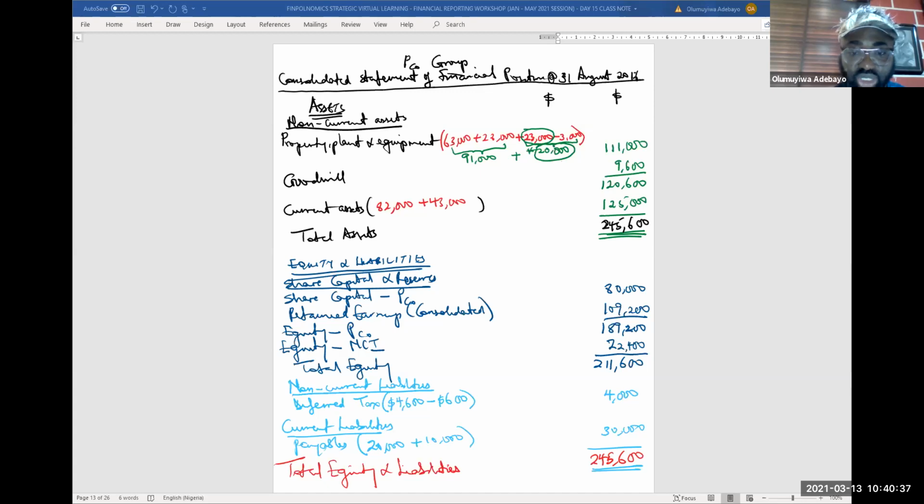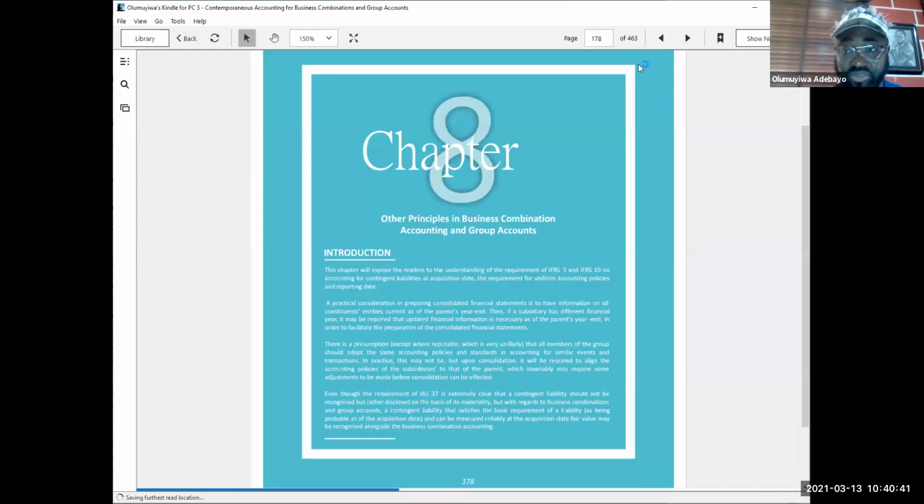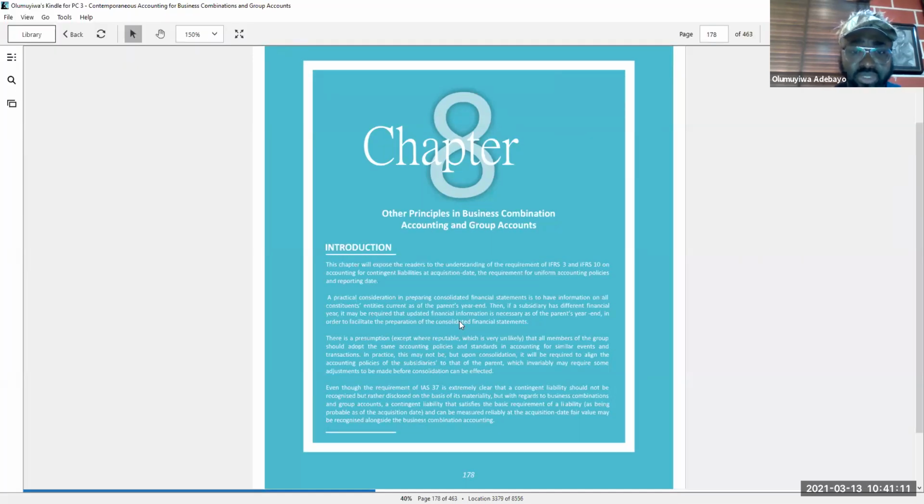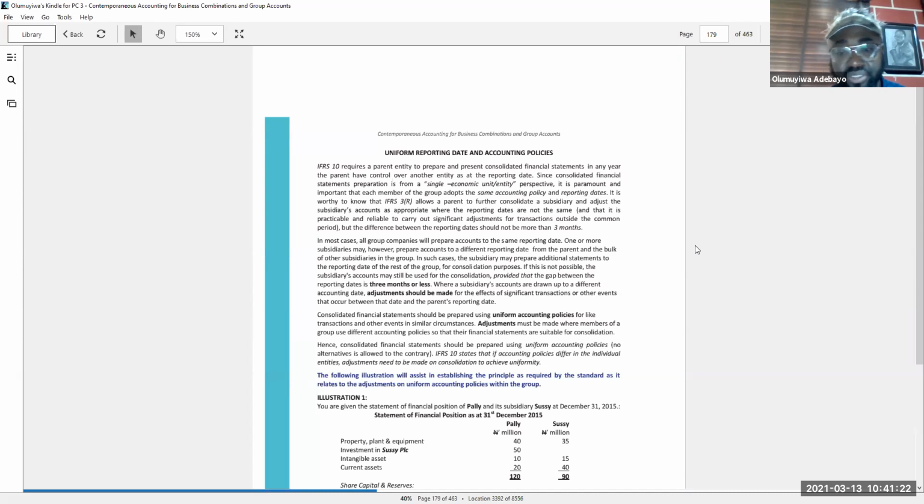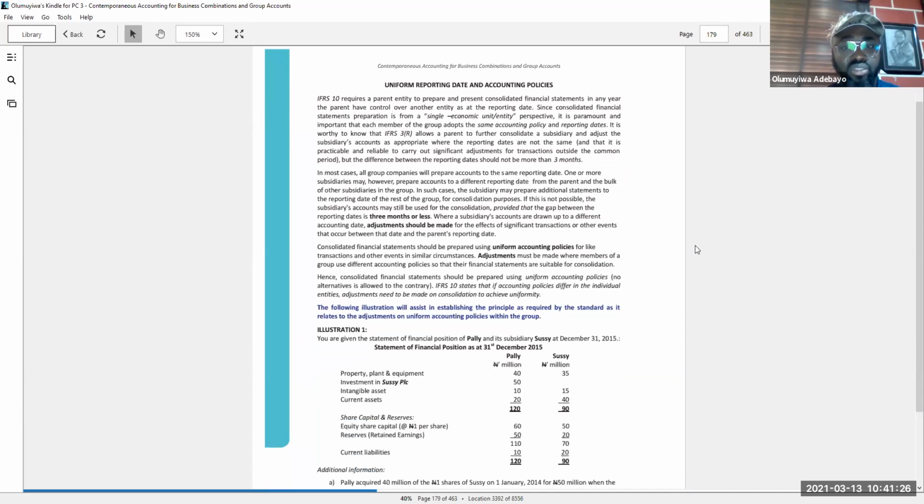Today, our discussion will be on some salient things we've discussed earlier with respect to other principles in business combination. We'll look at these principles before we look at group adjustments, in order to wrap up significantly. To start today's program, we'll look at two principles: one borders on the differences in accounting policies, and the other on recognition of contingent liabilities in a business combination.